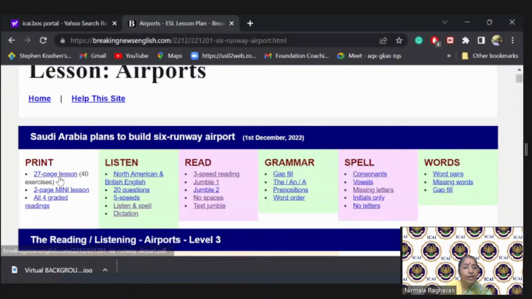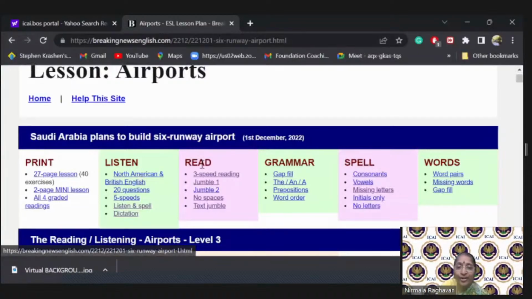So this is a 27-page lesson, 40 exercises are there, a 2-page mini lesson, and all 4 graded readings. What is graded reading? You have level 1, level 2, level 3, level 4. Now listening, you have so many, all this is for listening comprehension and reading comprehension. We are talking only about reading comprehension.